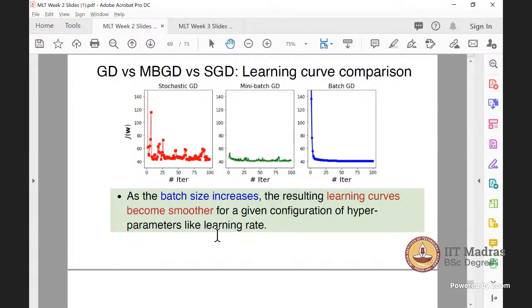So in this, the iterations for SGD, is it the number of epochs or the number of steps? Pardon me, can you please repeat that? The x-axis for SGD, the number of iterations, is it the number of epochs? Yes. They should be the number of epochs.